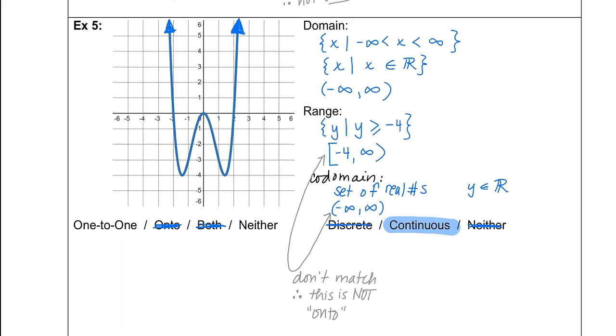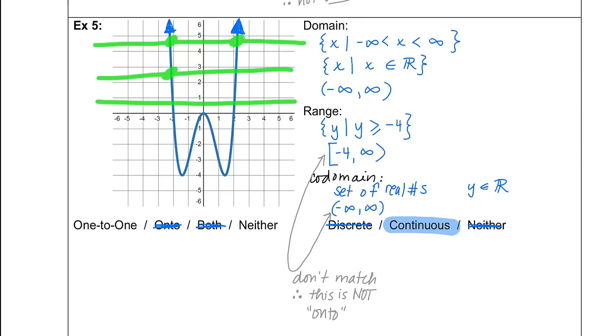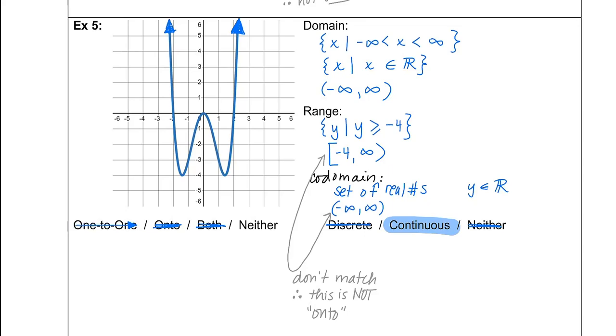Okay. And then the last thing I need to do is figure out, is it 1 to 1? So as I pass horizontal lines, does it cross at more than one point? Yeah, it does. So it's not 1 to 1. So we can cross out 1 to 1, which means that it will be neither. And that will wrap up the lesson.